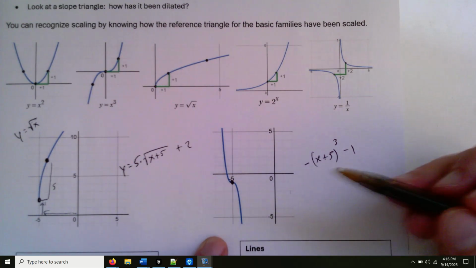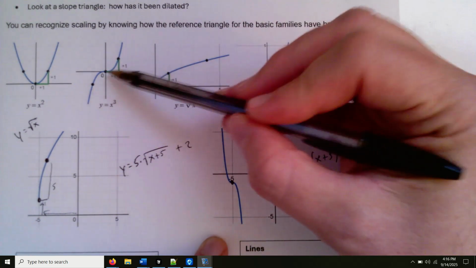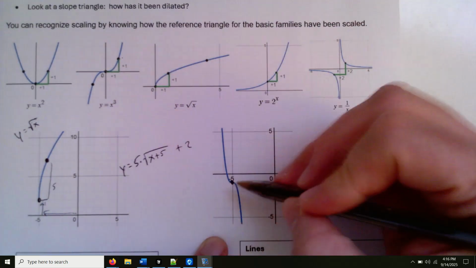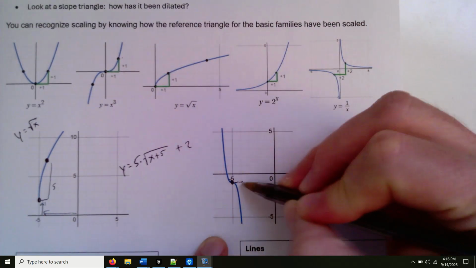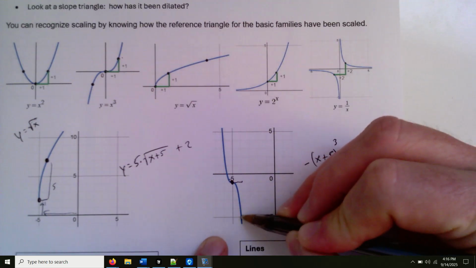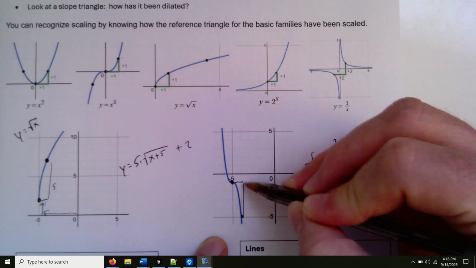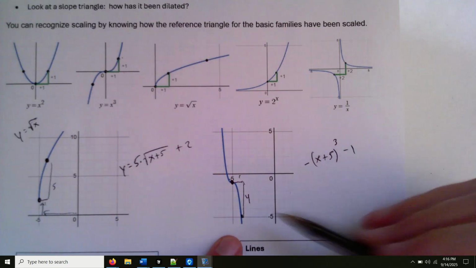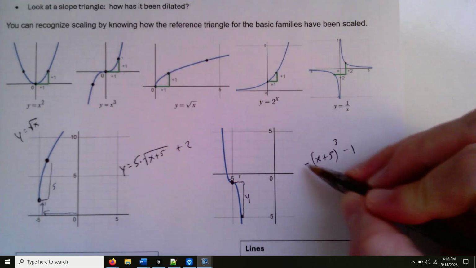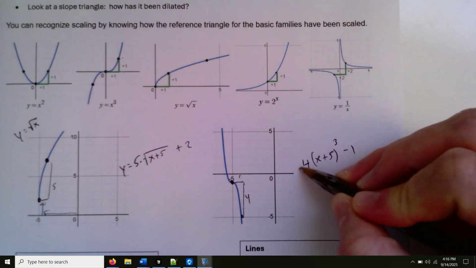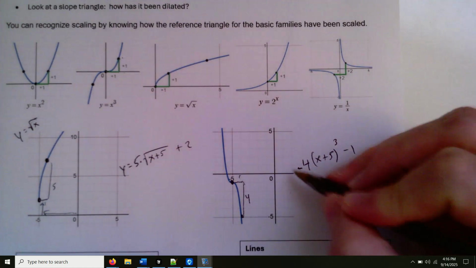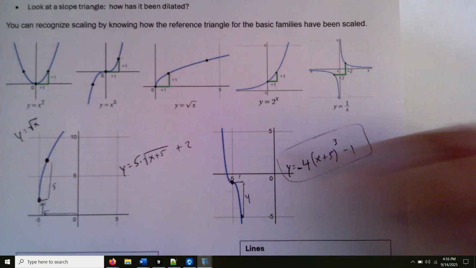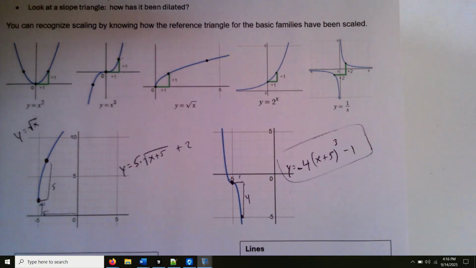And then the last thing is same as we did before. Over 1, up 1 has become over 1, down 1, 2, 3, 4, it looks like. We already got the down part with the reflection, but we still need to stretch it by a factor of 4. So here I'm going to turn the negative sign into a 4 and add a new negative sign out there. And that will be a good equation for us. Let's do a last one with exponentials.